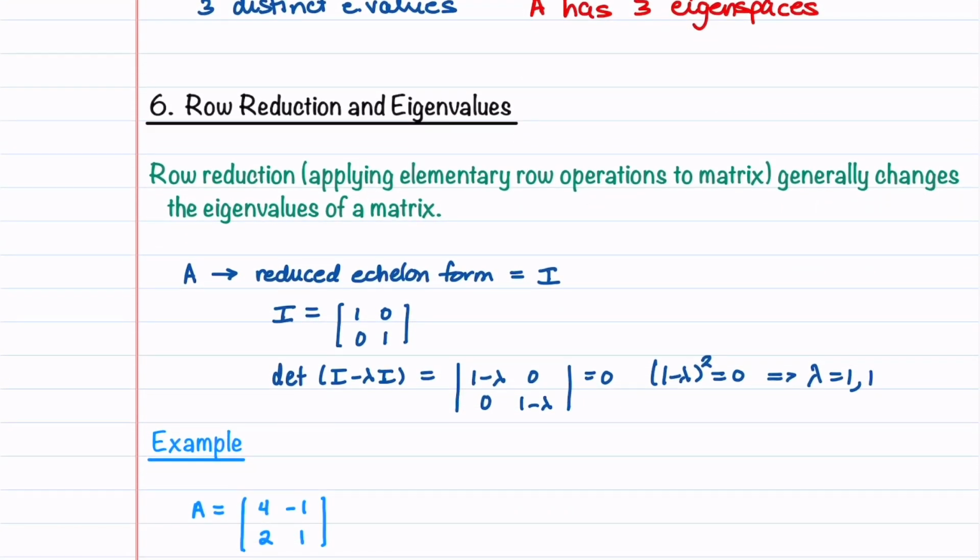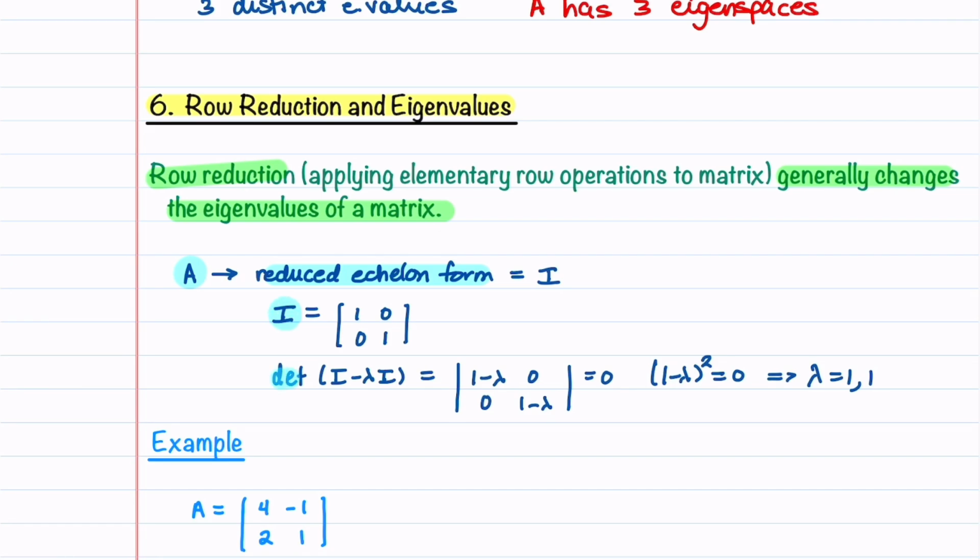The last topic that we'll look at is how performing row reduction on a matrix may change its eigenvalues. Row reduction, meaning just applying elementary row operations to a matrix, generally changes the eigenvalues of a matrix. If we have a 2x2 matrix A, we put it in reduced echelon form, our reduced echelon form is going to be our identity matrix.